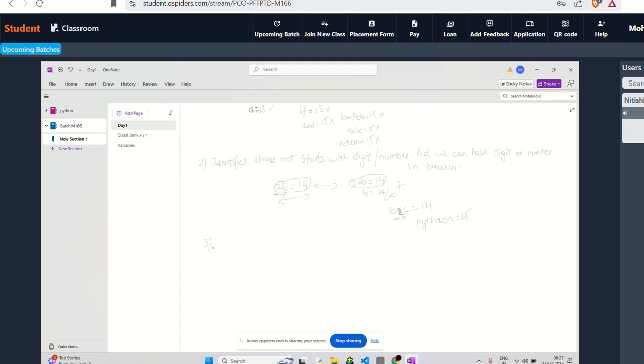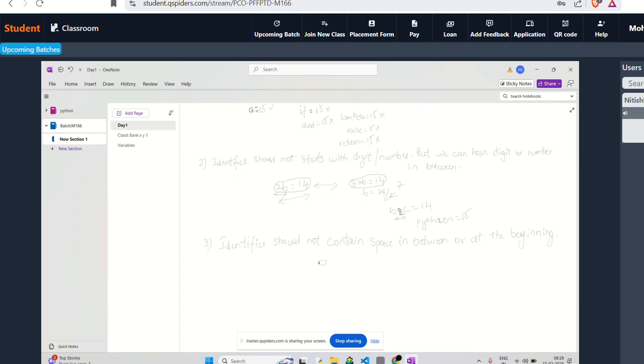Yeah, moving to the next rule. Third rule is identifier should not contain space in between or at the beginning as well. We cannot have space at the beginning or in between.